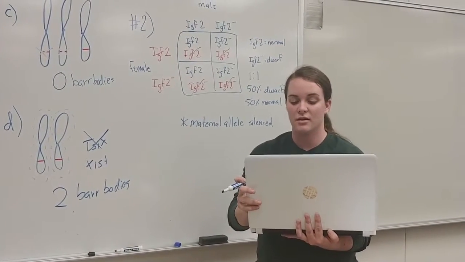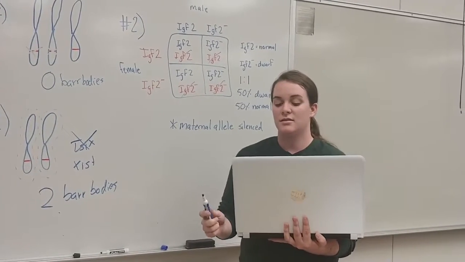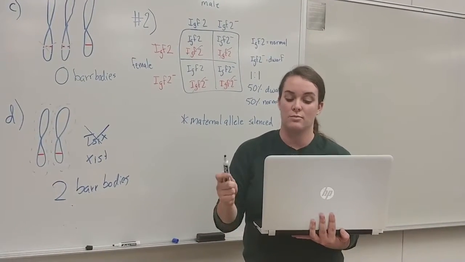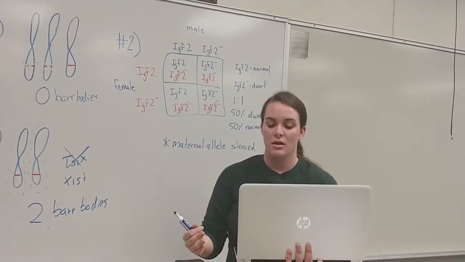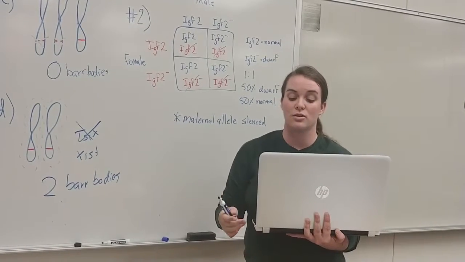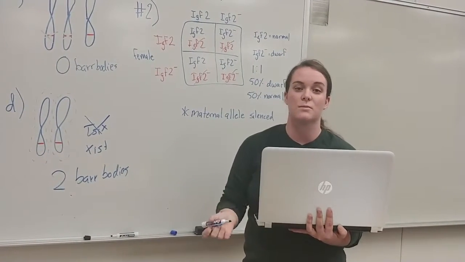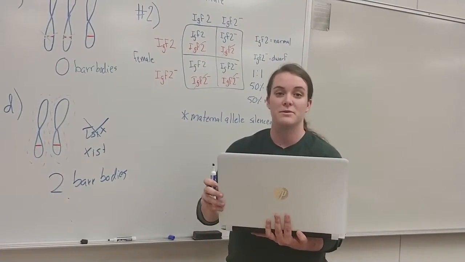And then G, when the reciprocal crosses give identical results, the alleles that control the trait in question are located on the Y-linked or the Y chromosome. When reciprocal crosses give different results, the alleles that control the trait in question are located on the X chromosome, or the X-linked gene. And that's it for number 2.